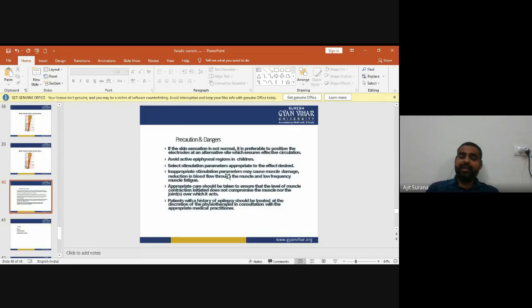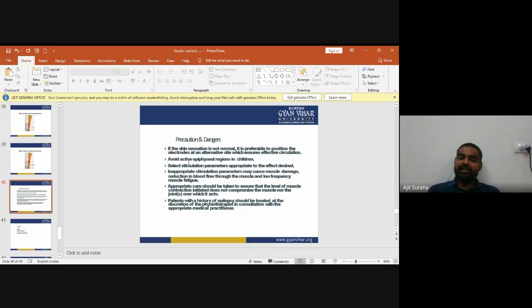Now the precautions and dangers of the Faradic type of current. If the skin sensation is not normal, it is preferable to position the electrode at an alternative site which ensures effective circulation.